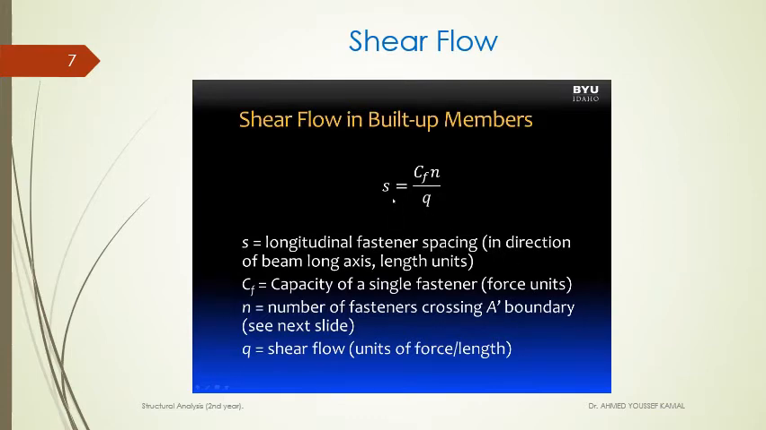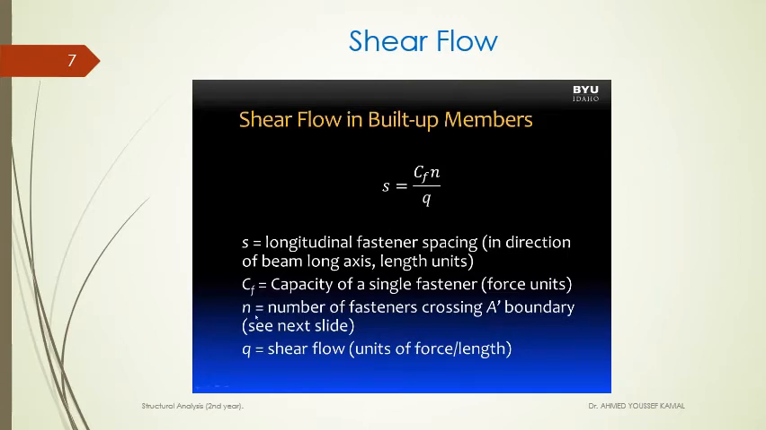And that equation is shown here, where S is the longitudinal fastener spacing. That means it's in the direction of the long axis of the beam. And it's going to have units of length, such as meters or inches. C sub F is the capacity of a single fastener. And that's the shear capacity of the fastener, or the fastener's ability to withstand a shear force.